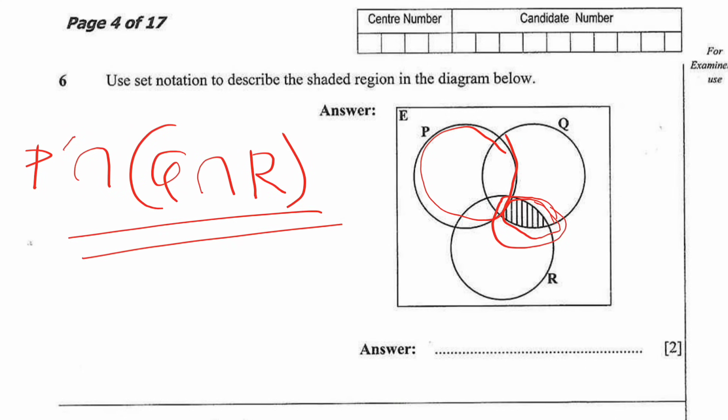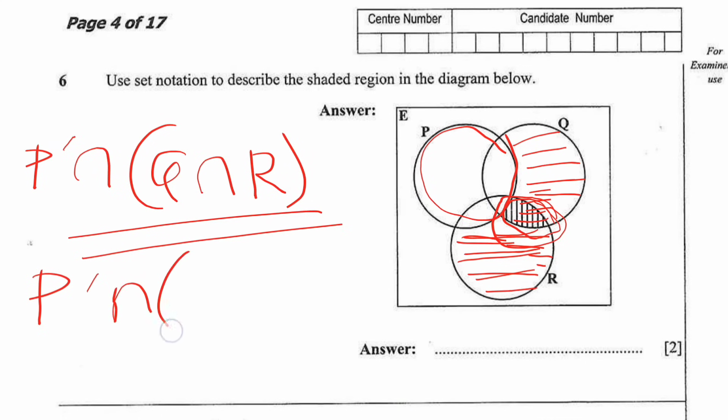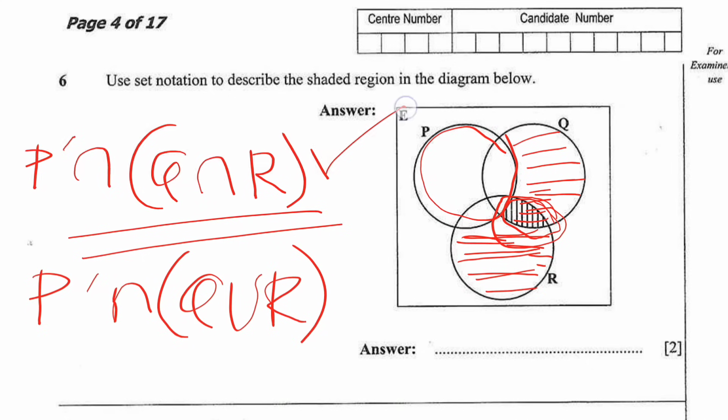It's as simple as this. If Q and R were completely shaded here like this, including the intersection, this would have been P complement intersect Q union R. Okay, so you should also know this situation. All right, so this is the answer to the original question. Let's go to the next question.